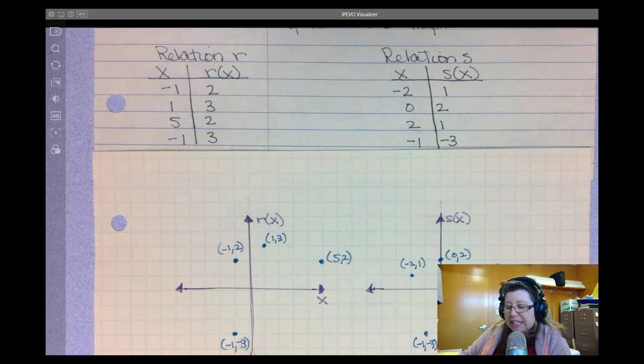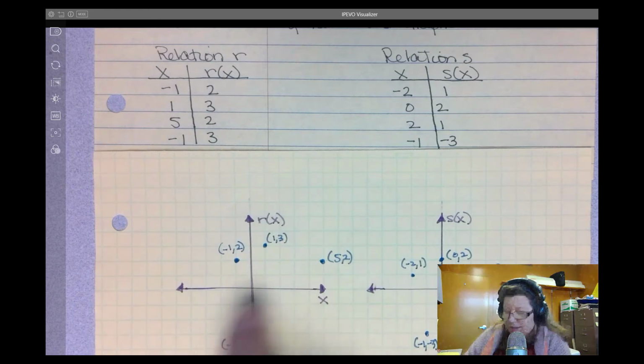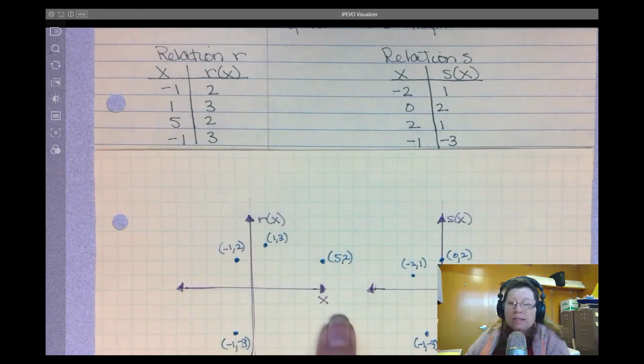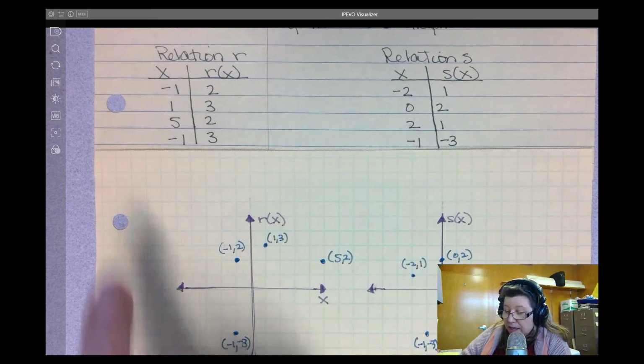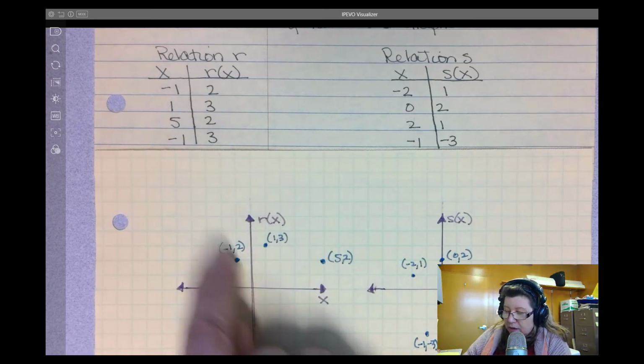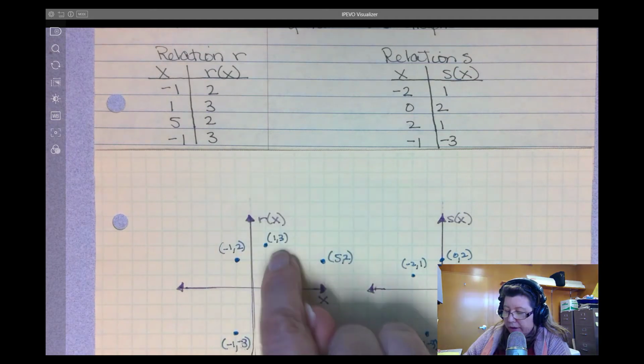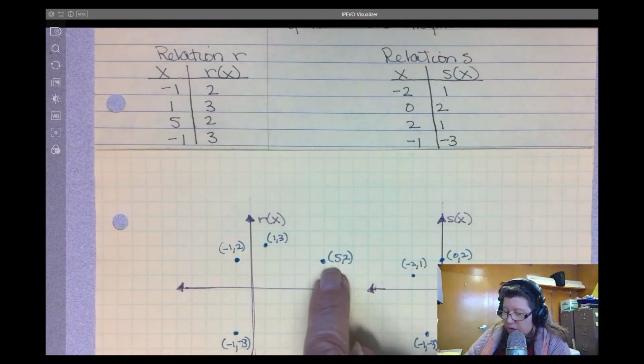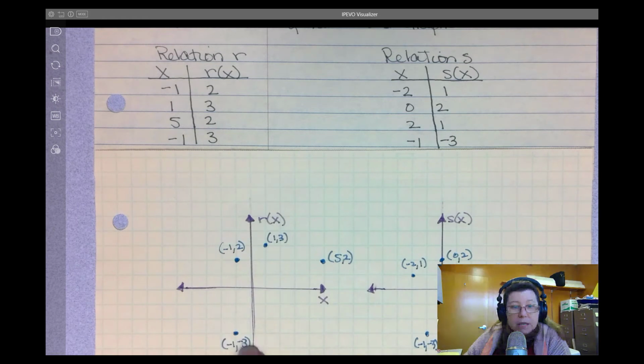Now, if I took each one of these tables and plotted it on a Cartesian plane, which is this cross, and you've got the 4 coordinates, and I plot these points on the graph, I'm going to get negative 1, 2 is right here. 1, 3, right here. 5, 2, right here. And negative 1, 3 is right here. Okay, that's just plotting the point. So I can represent this relation as a plotted graph.